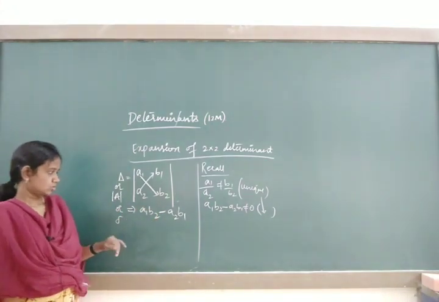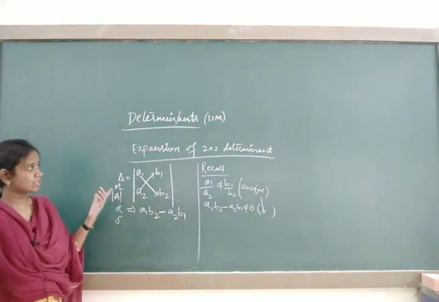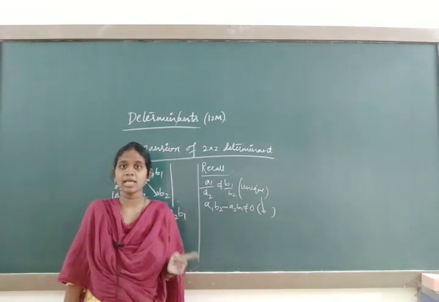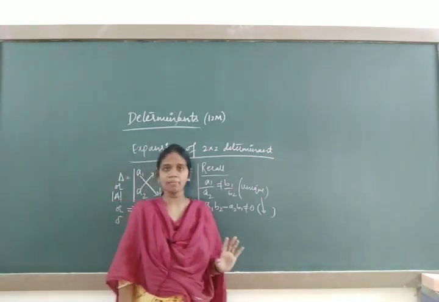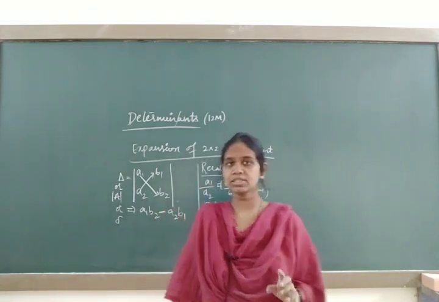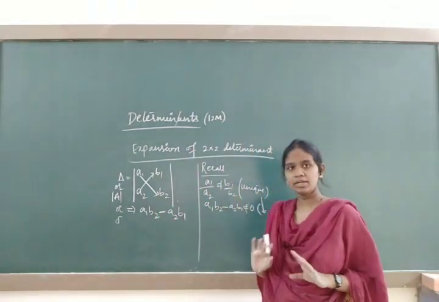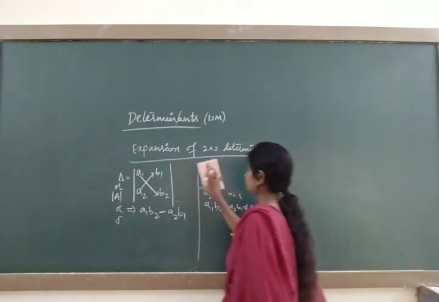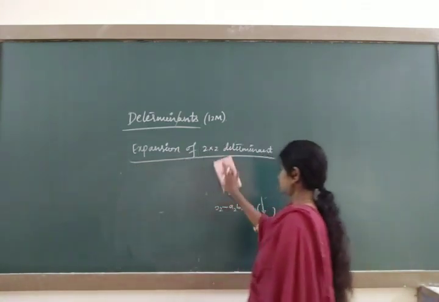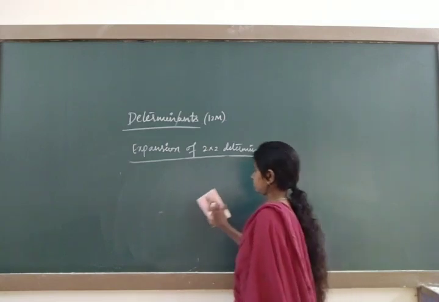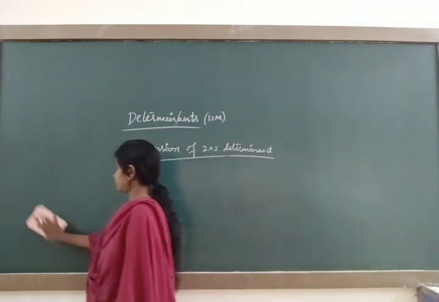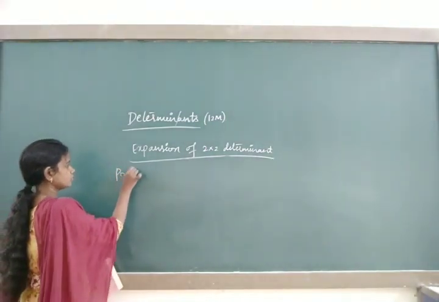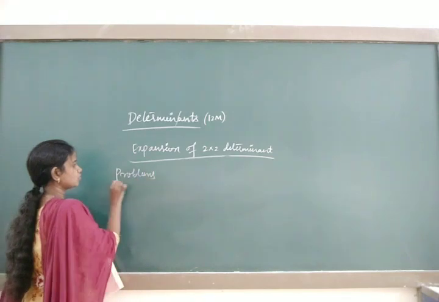Okay. So take some examples of expansion of 2 cross 2, then we will talk about the expansion for 3 cross 3. As I said, it should consist of a square matrix. For your syllabus, it is restricted up to 3 cross 3 determinant. Take down the problems of expansion of 2 cross 2.